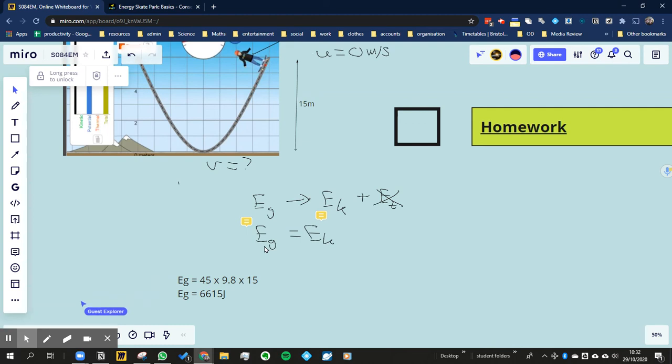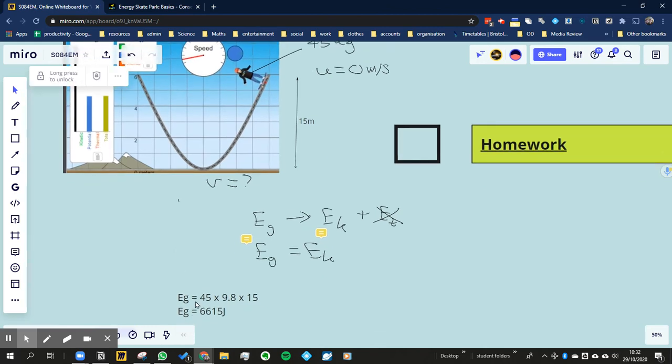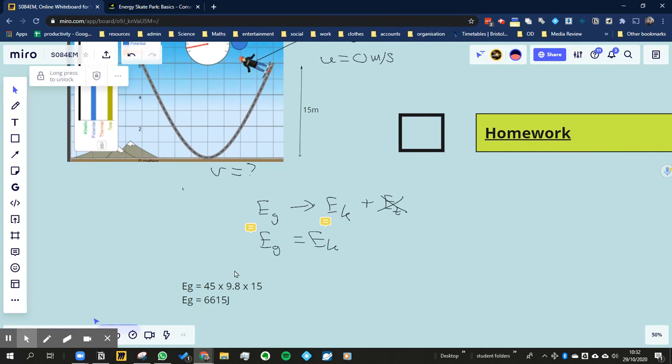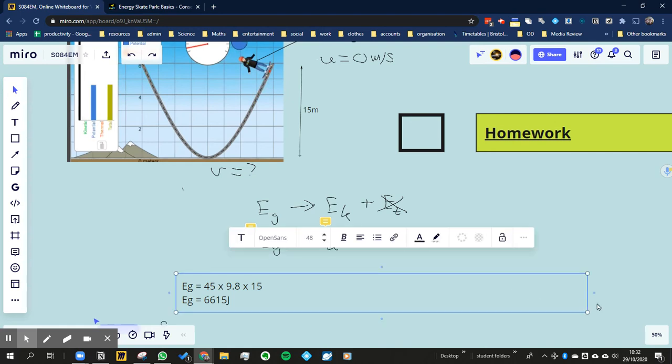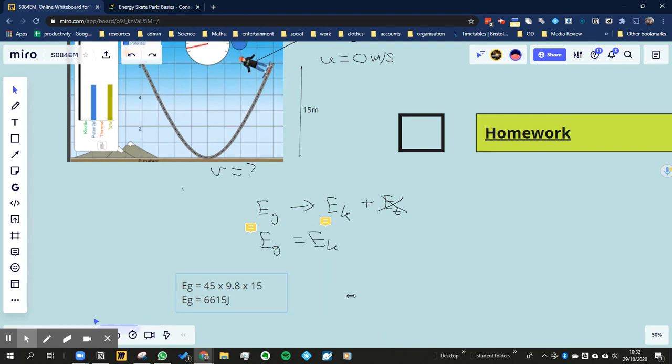Basically we're saying that the gravitational energy turned into the kinetic energy, so we're going to calculate the gravitational energy. It's equal to 45, which was its mass, m, times 9.8, the gravitational field strength, times 15, which was the height. That comes out as 6,615 joules. Now that is also going to be his kinetic energy.